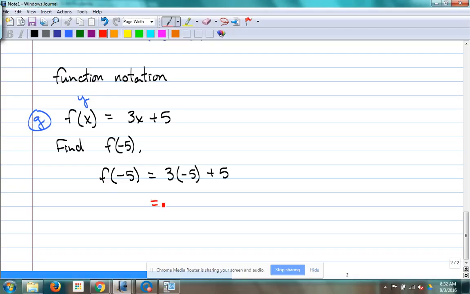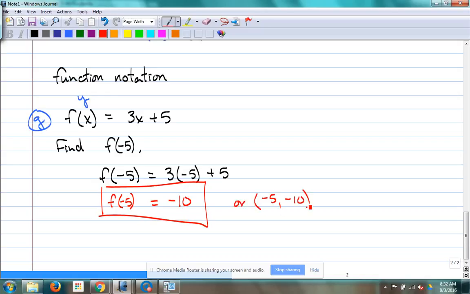So on the right side, you're just working that out. 3 times negative 5, negative 15, plus 5, negative 10. So f of negative 5 is negative 10. That's what we found as an answer. The ordered pair that comes with it is negative 5, negative 10. The x value is negative 5, the y value is negative 10. That's what we're finding with that function value. Not much in the way of difficult on that part.